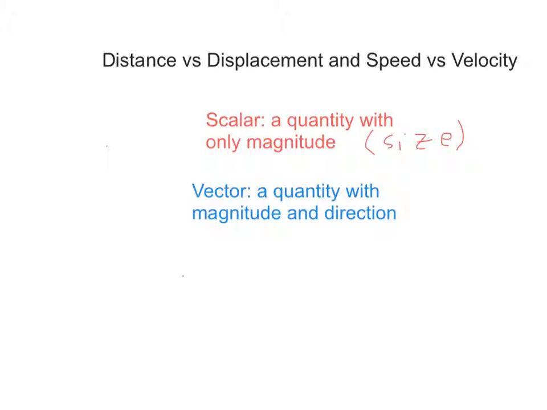The second category, and one that we will have to pay close attention to throughout the year, is the vector. And a vector is a quantity where not only does it have a magnitude, but there is also direction associated with that quantity.